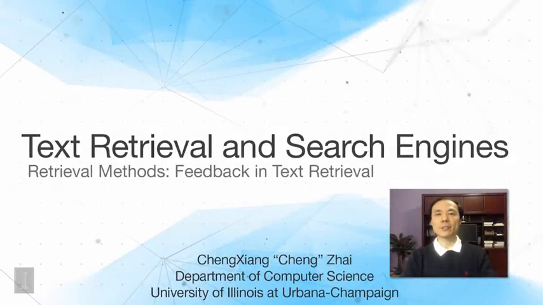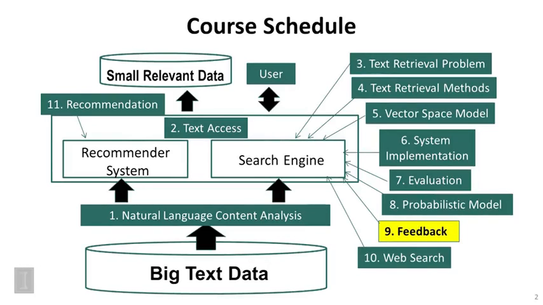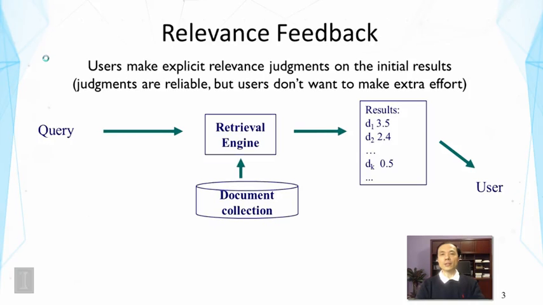This lecture is about the feedback in text retrieval. So in this lecture, we are going to continue the discussion of text retrieval methods. In particular, we're going to talk about the feedback in text retrieval. This is a diagram that shows the retrieval process.